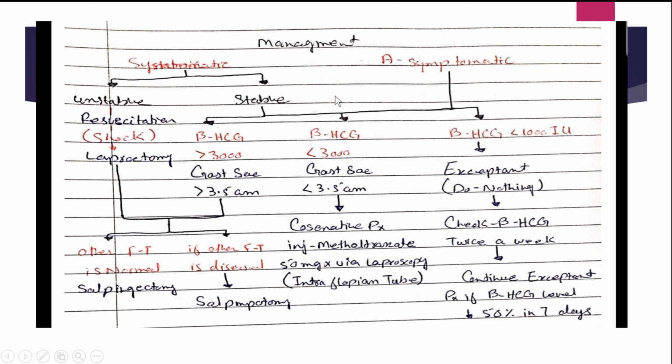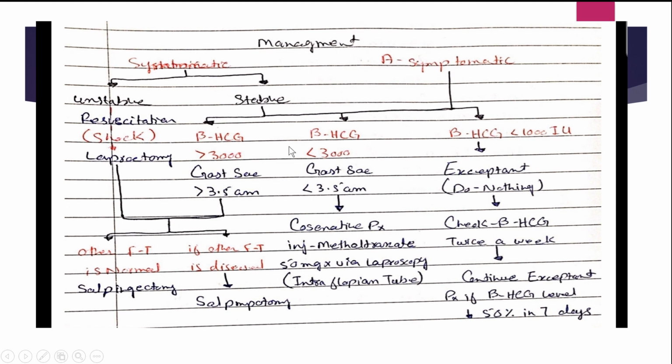This is very important. Whether the patient comes to you unstable. If the patient is unstable, it means the patient is already in a shock condition. You will resuscitate the patient, and after you resuscitate and maintain the vitals, you will go for urgent laparotomy. If the patient is stable, the scenario will be different, the treatment protocols will be different. You have to check the beta HCG levels.